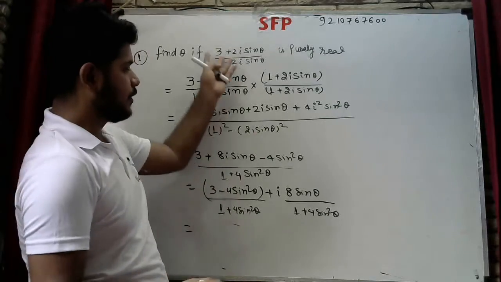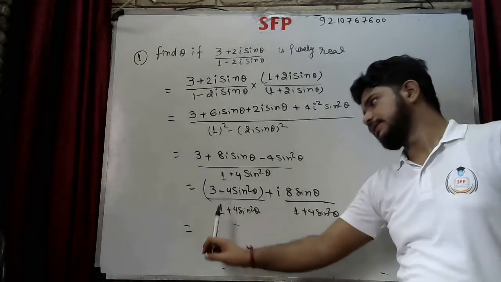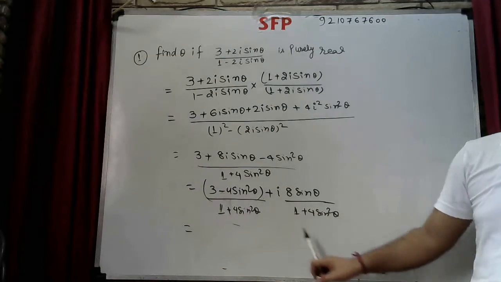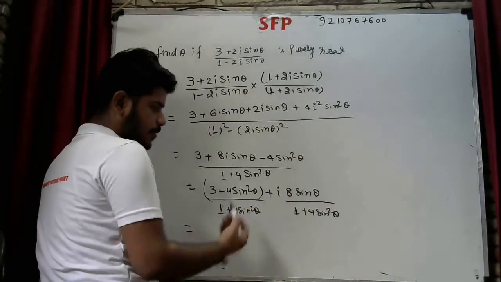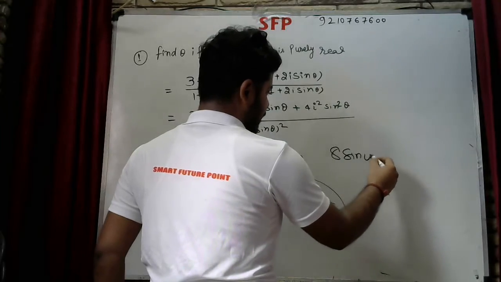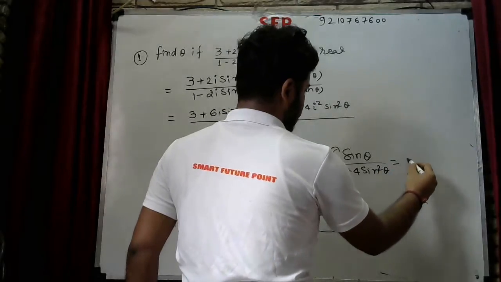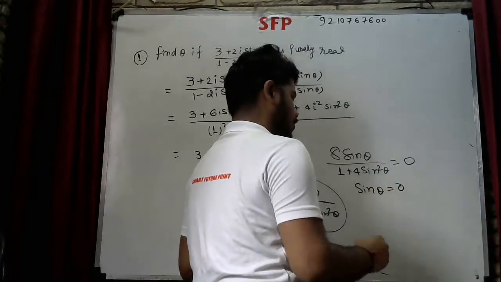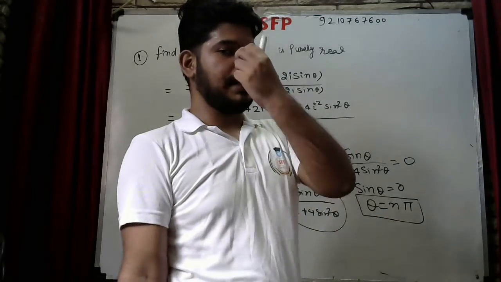Fine. So, according to the question, this form is purely real. Purely real means now we have represented this as a plus iota b. It means the imaginary part should be 0. And how can we make this 0? So, this part should be 0. It means 8 sine theta divided by 1 plus 4 sine square theta should be 0. We will get sine theta as 0, and we know sine theta is 0 for all n pi, where n is an integer.